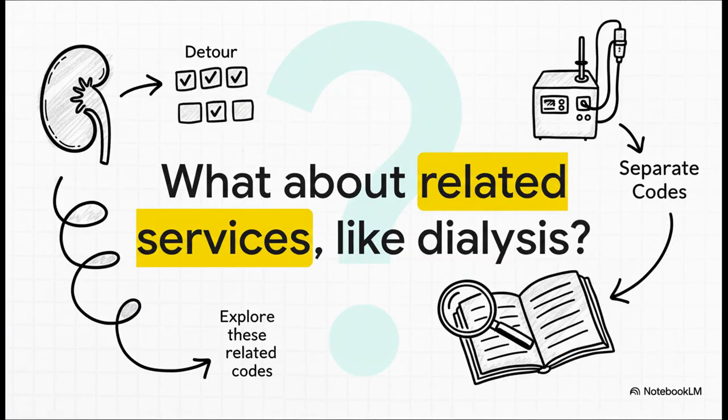Okay, so you've mastered the main journey now. You know the 3 stages. But what about the detours? I mean, the recipient might need dialysis right up until the surgery, or other procedures could be involved. The CPT guidelines point you to separate codes for all those related services. So your next step as a sharp coder is to start exploring those related codes to paint the complete clinical picture. What are you going to look up first?